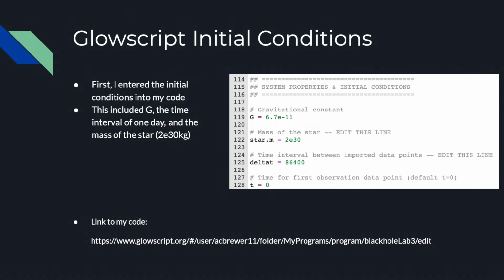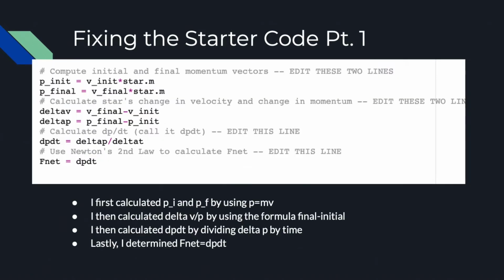GlowScript initial conditions. First, I entered the initial conditions into my code. This included G, the time interval of 1 day, and the mass of the star. Fixing the starter code part 1. I first calculated p initial and p final by using p equals mv. I then calculated delta p by using the formula final minus initial. I then calculated dp/dt by dividing delta p by time. Lastly, I determined that Fnet is equal to dp/dt.